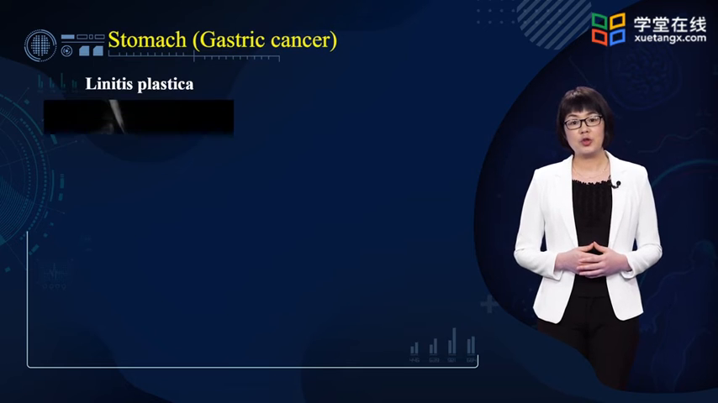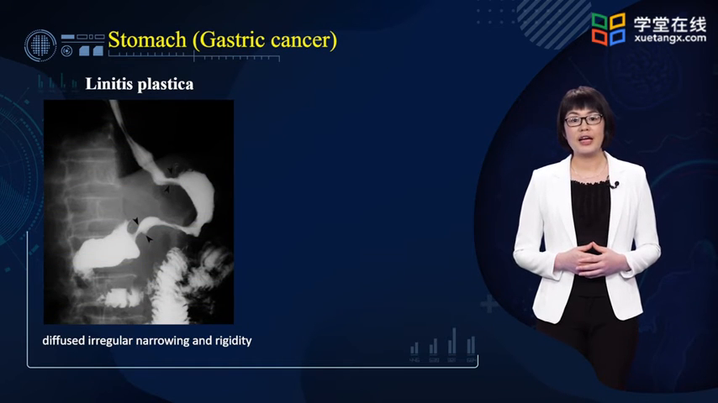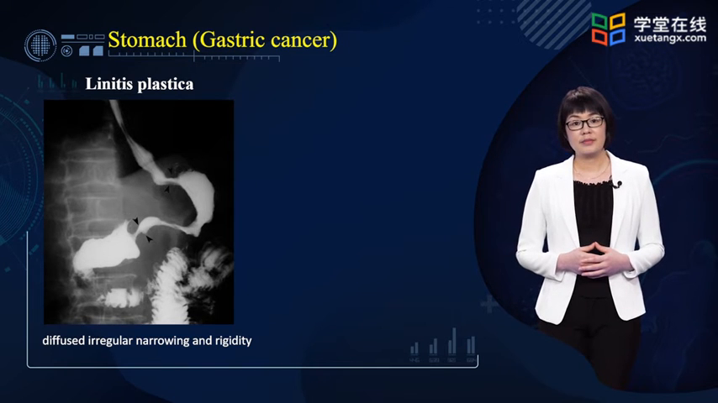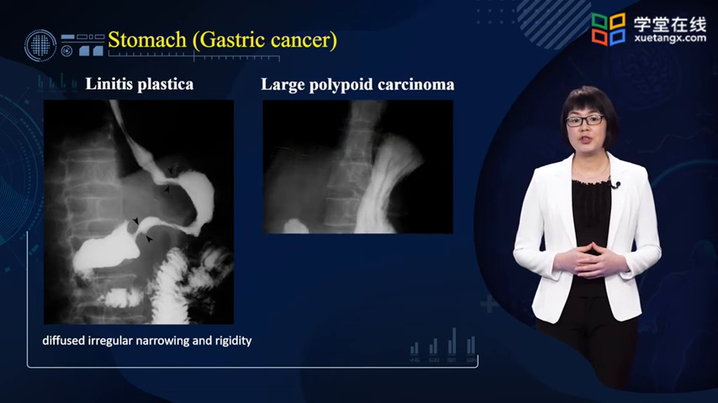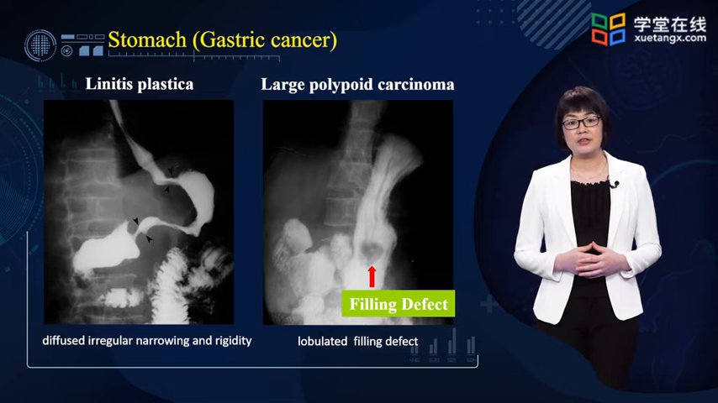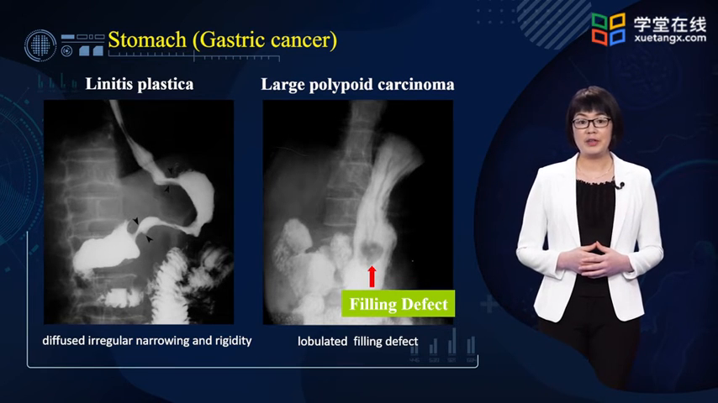The left image shows a diffuse irregular narrowing and rigidity of the stomach. Linitis plastica can be diagnosed. The one on the right shows a lobulated filling defect in the greater curvature. Polypoid carcinoma is the final diagnosis by endoscopy.